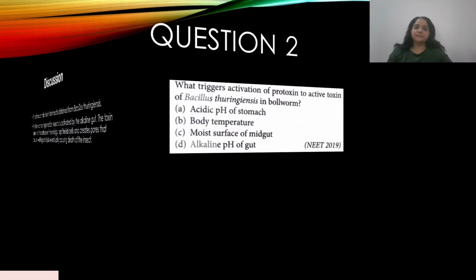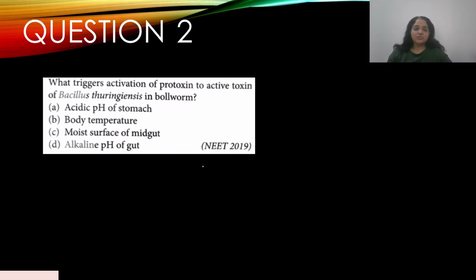Okay, let's move on. Question number 2. What triggers activation of protoxin to active toxin of Bacillus thuringiensis in bollworm? This was NEET 2019. A, acidic pH of stomach. B, body temperature. C, moist surface of midgut. D, alkaline pH of gut. We already discussed this in the previous question. It's alkaline pH of gut. Answer is D.